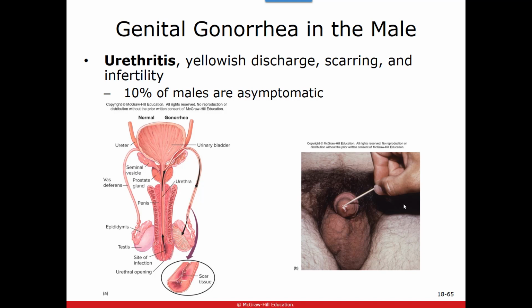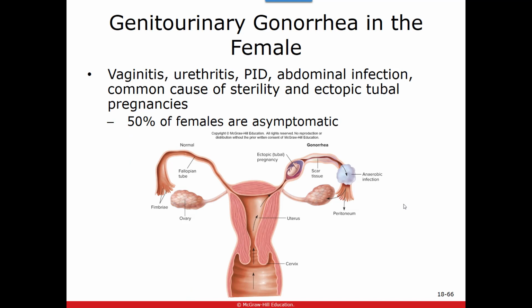In females, it can cause inflammation of the vagina. It can cause inflammation of the urethra. It can cause pelvic inflammatory disease, an abdominal infection. And because it can cause damage and inflammation in the reproductive tract, it is a common cause of sterility as well as ectopic pregnancies. And 50% of females are asymptomatic, which means this could all be happening and you would have no idea whatsoever, which means it can be left untreated and it can cause that sterility or ectopic pregnancies.